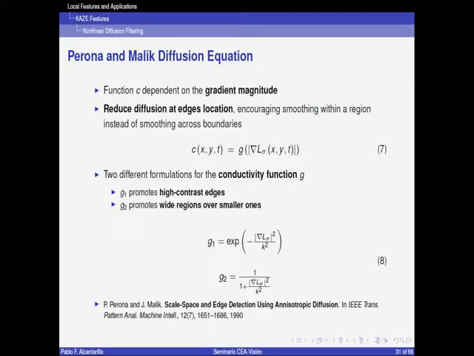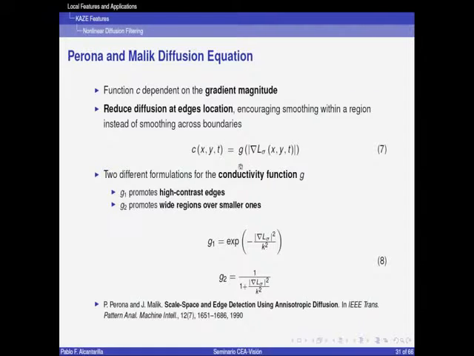For choosing an appropriate function c, this function is going to depend on the gradient magnitude. For example, what this function measures is whether the gradient is important around a certain neighborhood. We want to preserve that gradient information in the scale space, so we will not perform diffusion at those locations. We want to reduce diffusion at important edge locations, encouraging smoothing within a region instead of smoothing across the boundaries of the object.